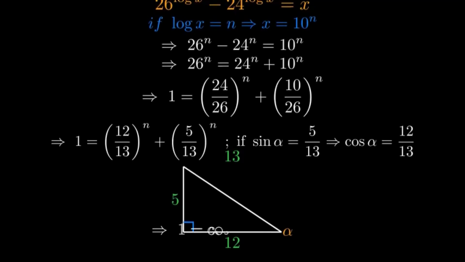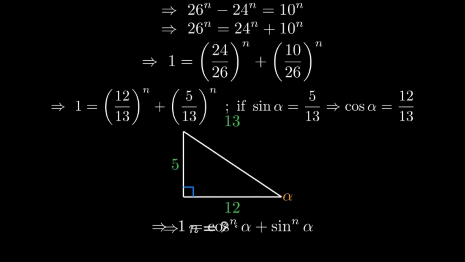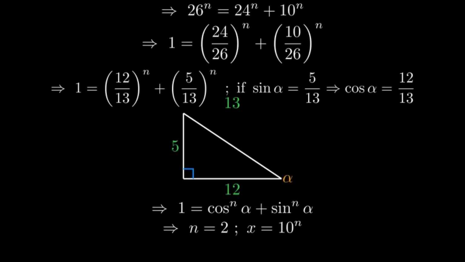Step 7. By the Pythagorean identity, cosine squared plus sine squared equals 1. Therefore, this equality holds when n equals 2. So n equals 2; x equals 10 to the n. Step 8. Substitute 2 for n. x equals 10 squared. Step 9. Compute the value. x equals 100.